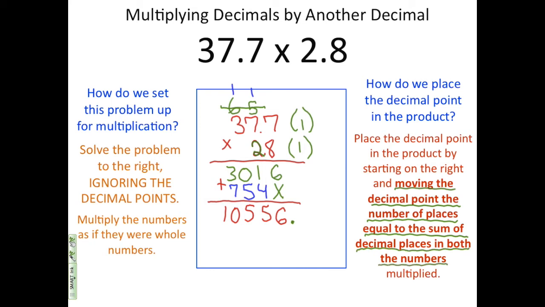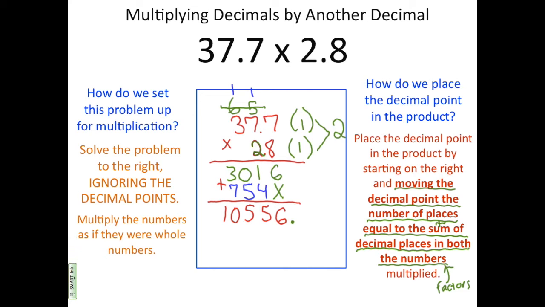That was a bit of a tongue twister. Let's break that down a little bit. Again, they're telling me to move the decimal point the number of places equal to the sum, which means addition, of decimal places in both numbers. The numbers I'm referring to here are the factors. So I'm going to look at 37 and 7 tenths, which we already did, and I know that there's one decimal place. 2 and 8 tenths, there's one decimal place. I need to find the sum of these numbers, which is 2. That's going to tell me the total number of decimal places in my answer.